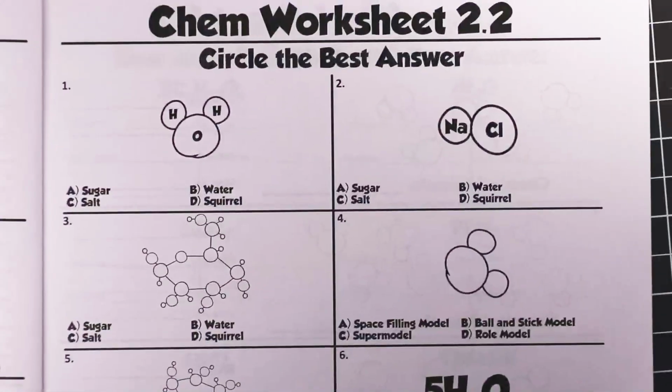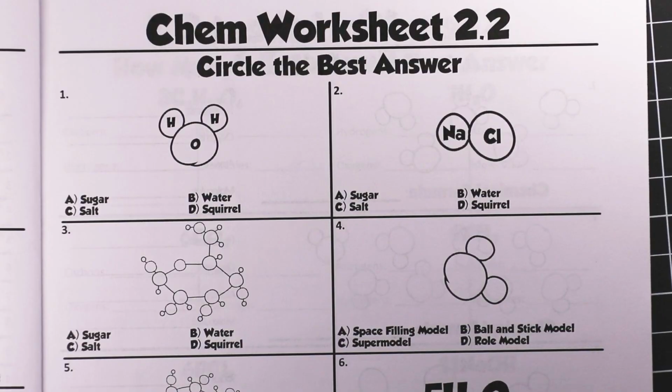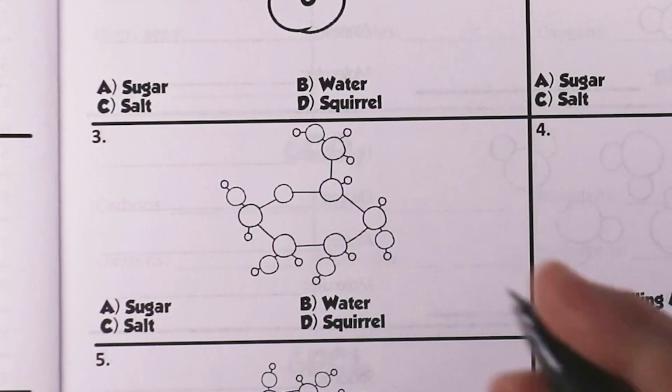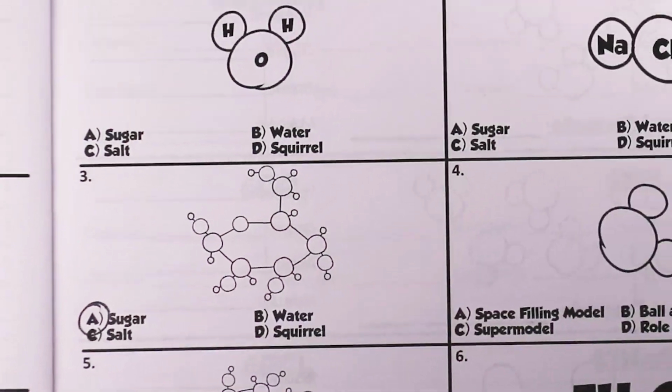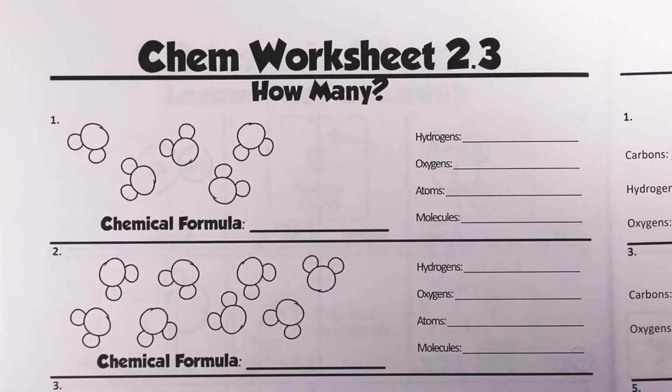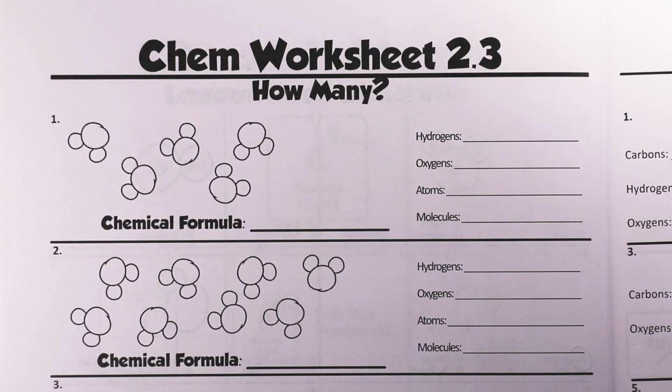Okay, up to 2.2, circle the best answer. This funny thing that kind of looks like a hammock or something is a sugar molecule. You're going to have that down by the end of the unit. Okay, over to 2.3. All right, this needs some teaching.